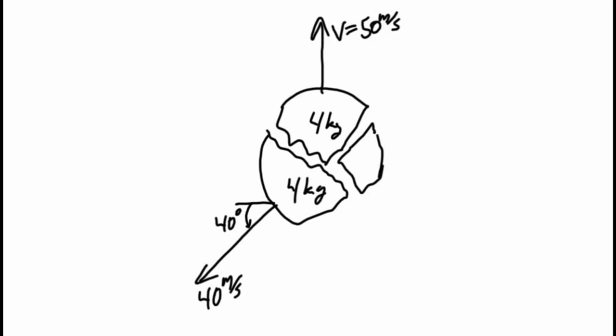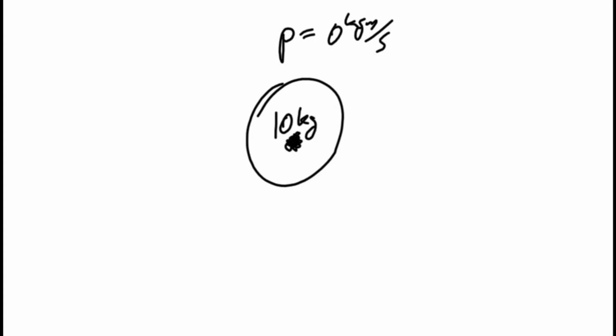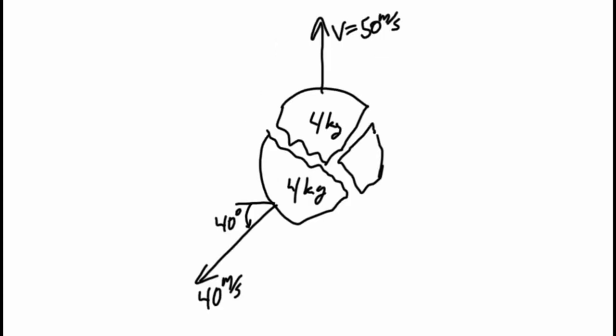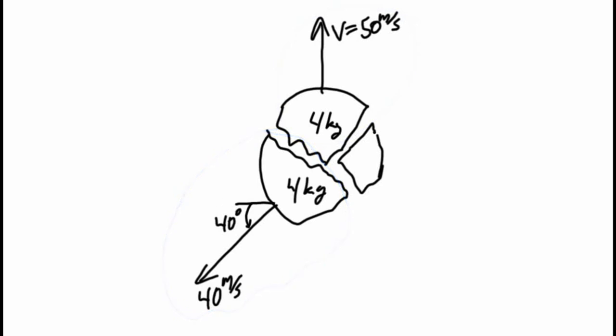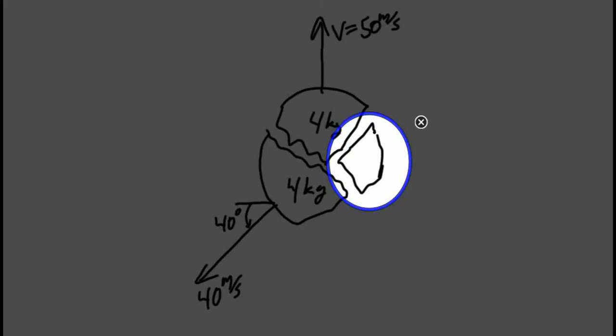We started with a 10 kilogram object sitting there not moving. It exploded into 3 pieces. 2 of the pieces are known. One is going exactly north, with 4 kilograms and 50 meters per second. The other one down here is going off at 40 degrees south of west. And those 2 pieces of information are enough information for you to determine what this third object is going to be doing. Okay? So that's the problem.